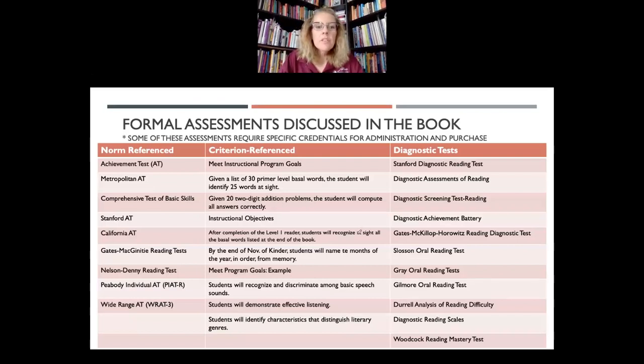Okay, and then the last one are diagnostic tests. Diagnostic tests are those tests that diagnose something. So think about it as if you were going into the doctor and they're trying to figure out what you have. That's what these do in reading as well. So each one of these are different kinds of diagnostic assessments for reading to figure out, do they have dyslexia? Do they have some sort of other health impairment? Where are they with this impairment?